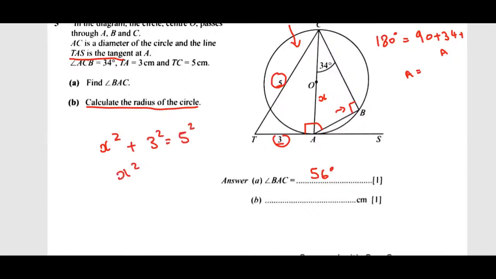So X square would be 5 square, that is 25, minus 3 square, that is 9, and X is going to be 4. So the length of AC is 4. We were asked to figure out the radius, so it would be half the diameter. So 4 by 2, that is 2. This would be the answer, right? This would be 2 and this would also be 2 because radius is half of the diameter.